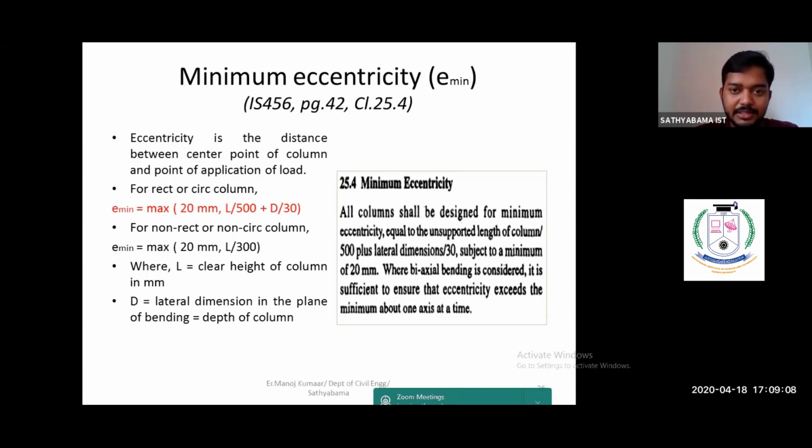Now what is minimum eccentricity? The minimum distance between the center point of the column and the point of application of load. For rectangular or circular column, the minimum eccentricity should be the maximum of 2 values. One is 20 mm, that is fixed, and the other one is total height divided by 500 plus d by 30, where d is the depth of the column. And this is discussed in clause 25.4 in IS 456, page number 42.